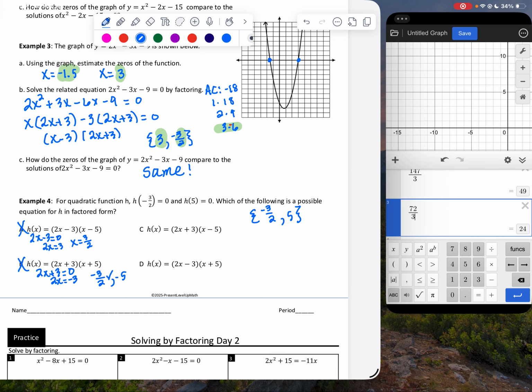All right, we already know 2x plus 3 gave us negative 3 over 2. So we can write that down. And x minus 5, the opposite of minus 5 is positive 5. Looky there, that's the first one that matches the zeros that they gave us. So we're going to go with answer choice C. And that concludes today's lesson, Solving Quadratic Equations by Factoring, Day 2.